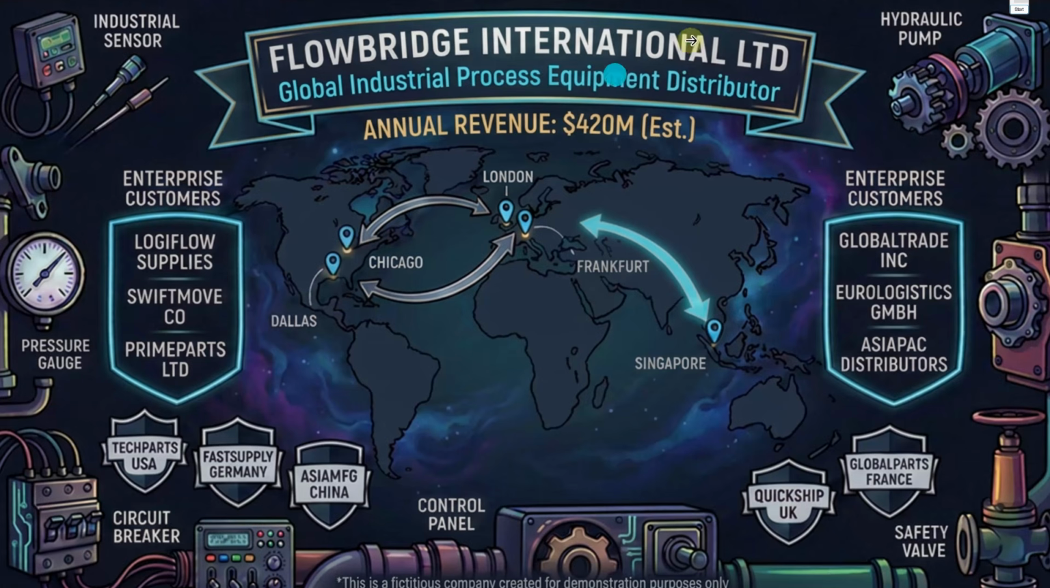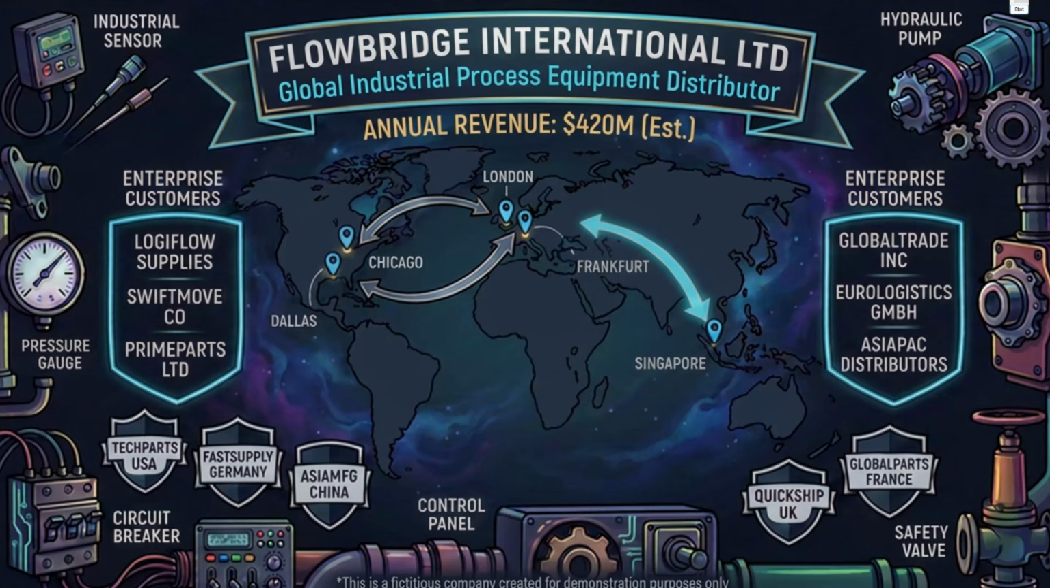With that said, let me introduce you to Flowbridge International Limited. This is a global industrial process equipment distributing company which is headquartered in Chicago. They generate 420 million in annual revenue and they operate 5 warehouses across 3 regions: Chicago and Dallas in North America, then Frankfurt and London in Europe, and then Singapore in Asia Pacific.